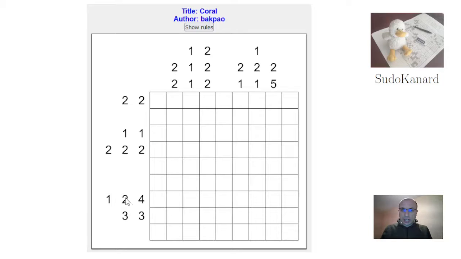the grid, and those numbers are the length of consecutive shaded cells, not necessarily in order, which means that it's not necessarily 1, 2, and 4. It could be any permutation of 1, 2, and 4. But what you can see is that with 1, 2, and 4, in any case, those two cells will be shaded. That's a certainty.